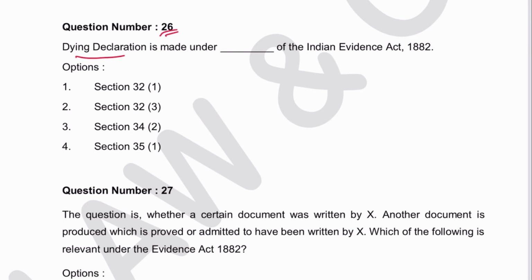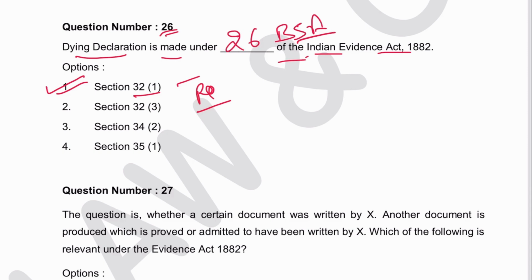Next, 26. Dying declaration is made under which section of the Indian Evidence Act? 32(1), everybody knows. Repeat question, common question. 1 is the answer. Now dying declaration has become section 26 of Bharatiya Sakshya Adhiniyam.